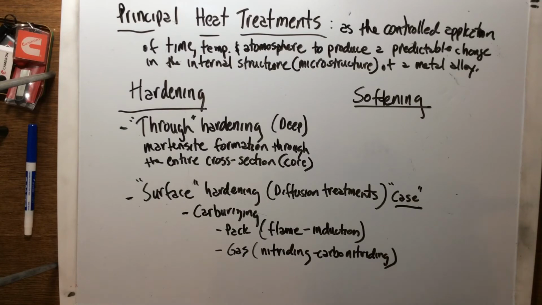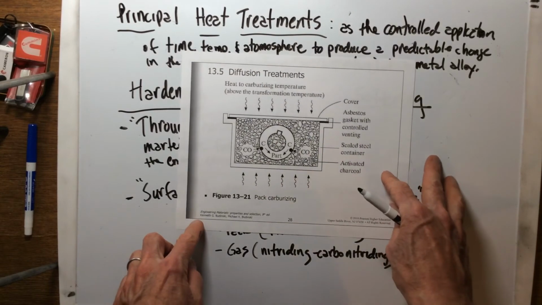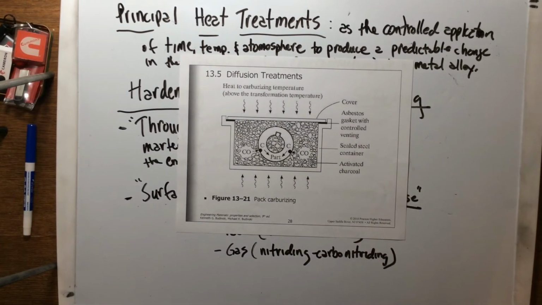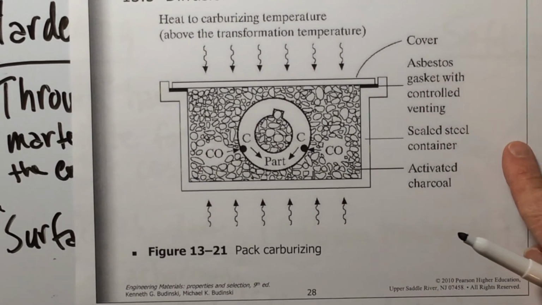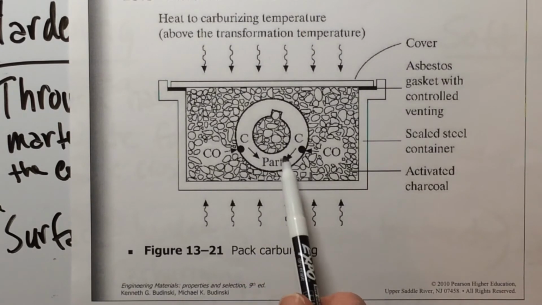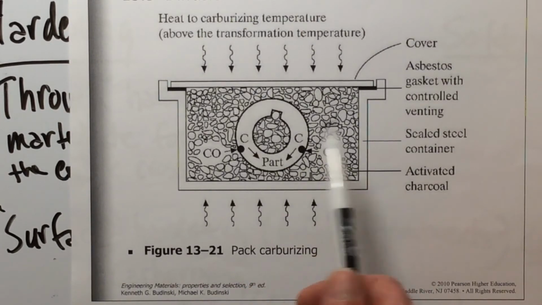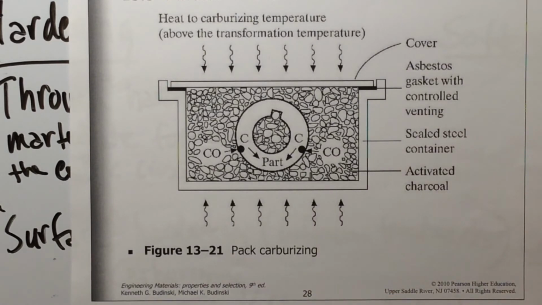are samples of what these look like. Okay, we talked about them in class, but here's a good sample of a basic pack carburizing. Let's see if I can get this up a little bit bigger for you. But here's a good example of a pack carburizing. You've got this part in here, and then you've packed it with obviously some kind of highly carbonaceous material like charcoal, coal, coke, something like that.